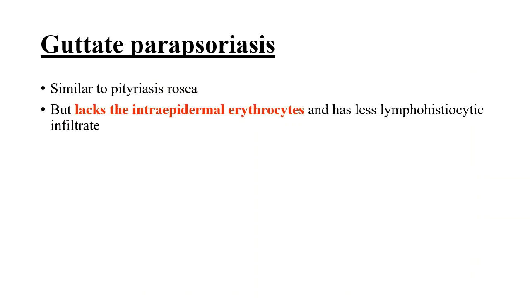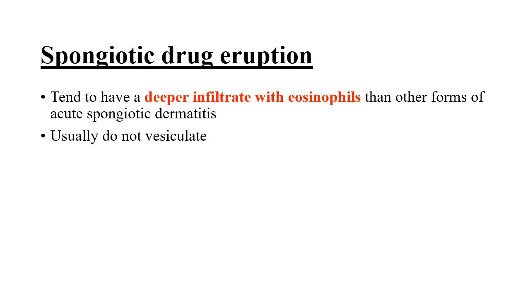Next differential is guttate parapsoriasis. Its histopathology is similar to pityriasis rosea but lacks the intraepidermal erythrocytes and it has less lymphohistiocytic infiltrate. Next is spongiotic drug eruption. It tends to have a deeper infiltrate with eosinophils, as discussed earlier, than other forms of acute spongiotic dermatitis. It usually does not vesiculate.